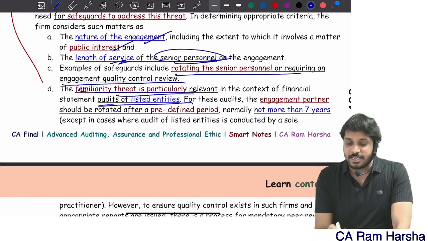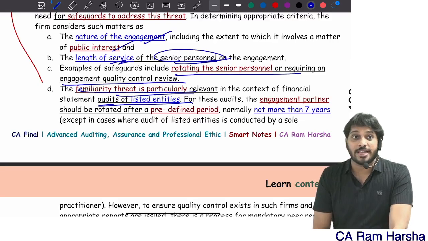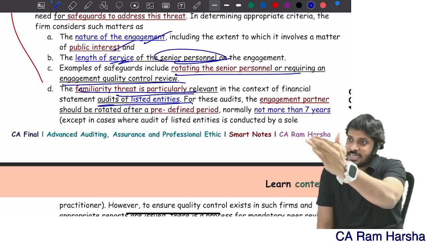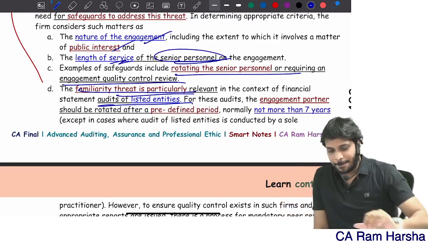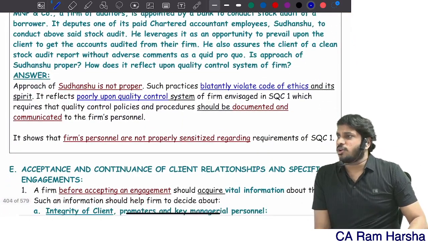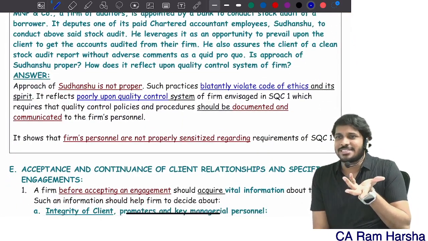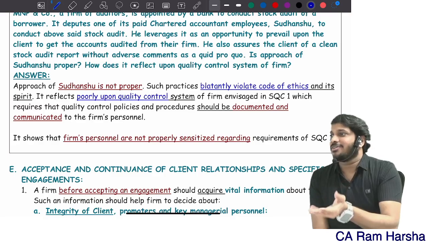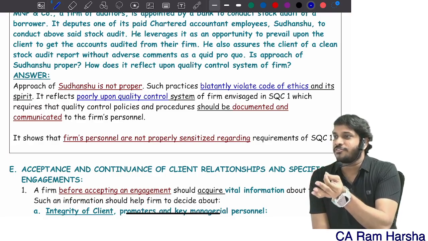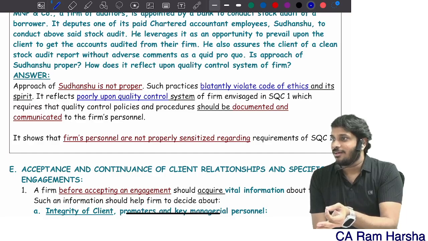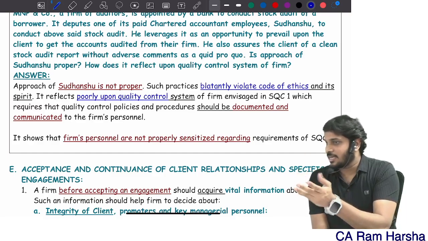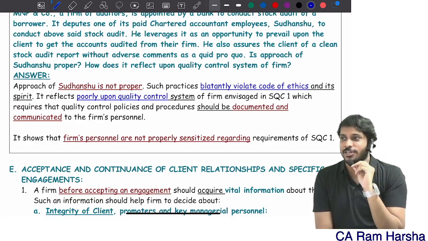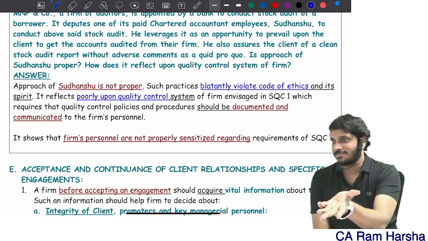Familiarity threat is particularly relevant in case of listed entities. That's why SQC says for listed entities, the engagement partner must be rotated once in 7 years. Clear? Suppose in case of a sole proprietor, there is only one proprietor. In such case, the 7 years logic will not apply to him. For a listed entity, a sole proprietor will do audit only for one term of 5 years, right? Forget about 2 terms of 5 years. He can only do one term of 5 years. So obviously he'll be retiring after the 5th year. So there is no possibility of the 7th year coming into the question.